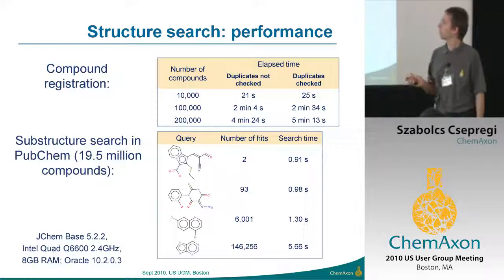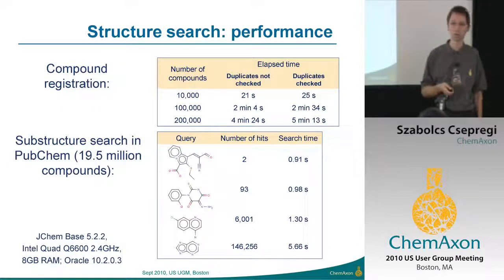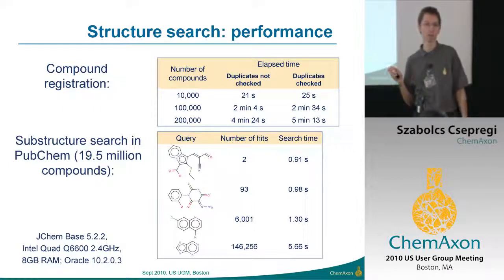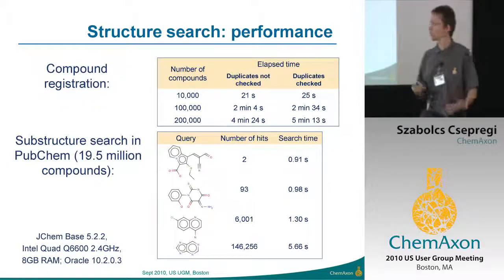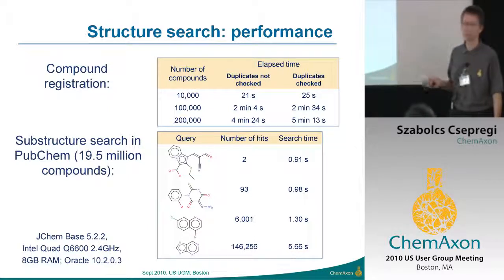This data uses the PubChem database, nearly 20 million compounds. And here the search time basically is proportional to the number of hits that are returned. But you can see that up to a reasonable amount of hits, the search takes just a few seconds.